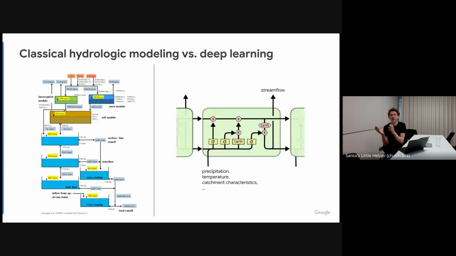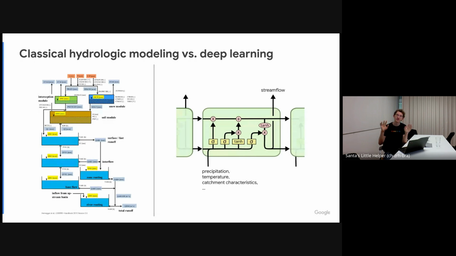And the data-driven deep learning model, the LSTM, is somewhat similar in the sense that it is also tracking a state over time. So it also has a function that decides, given the current inputs, how do I update my current state? And then it has a function that, given the current state, decides what is my output, what is my streamflow response? The difference is that for the LSTM, the state is just a vector of a certain size, and the model figures out by itself what to write into that state and what to read from that state, whereas on the left, we have to prescribe the meaning of the states.